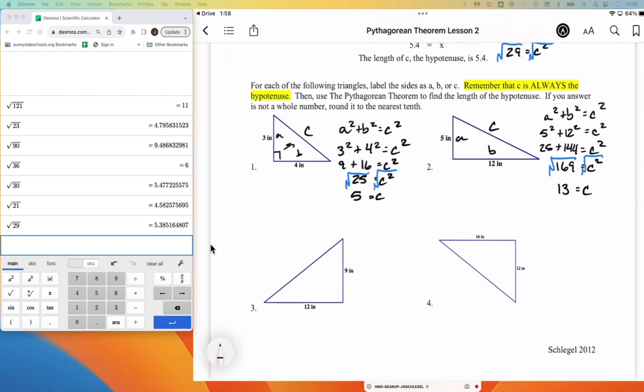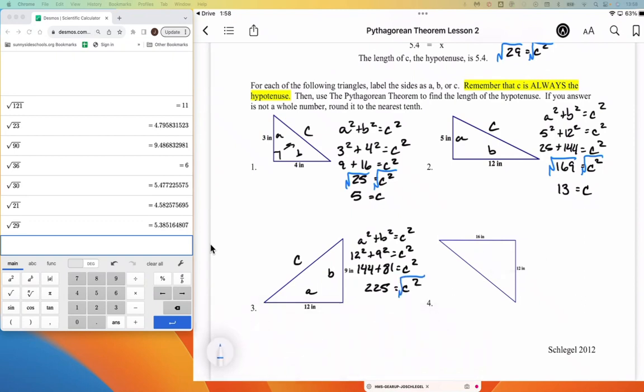Number 3, this is going to be our c value. It's the hypotenuse, the side opposite the 90-degree angle. We're going to have a squared plus b squared is equal to c squared. We'll call this our a side and this our b side. Again, the order there doesn't matter. So 12 squared plus 9 squared equals c squared. 12 squared is 144. 9 squared is 81. And that gives us 225 is equal to c squared.